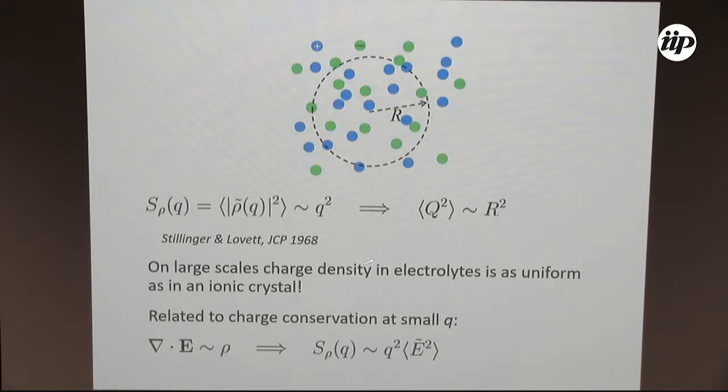So this whole weird behavior comes from conservation law, of course. In this case, the conservation law of charge, because we know that conservation of charge tells us there is a Poisson equation. So if divergence of the electric field is proportional to the charge density, which means that if I take square and take the average, etc., I'm going to have a structure factor of charge density that scales like q squared times the fluctuation in the electric field.